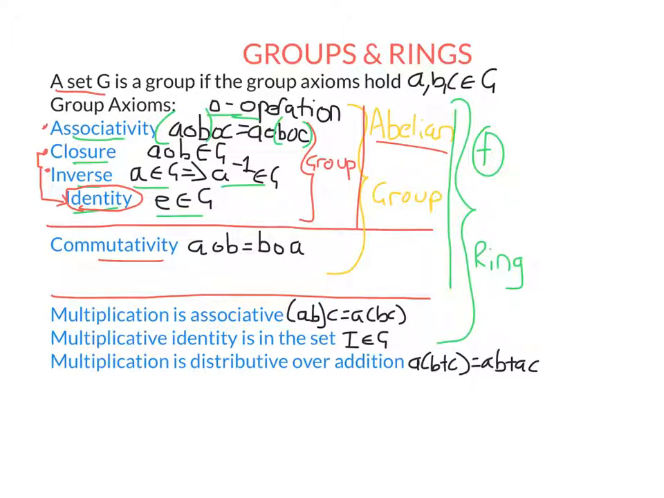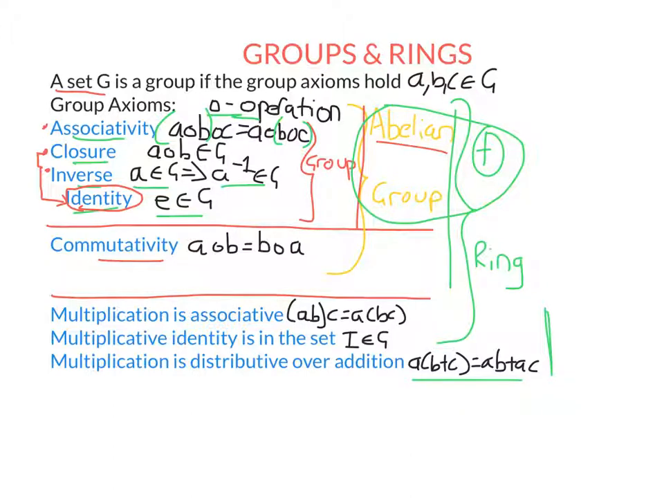Now the three down the bottom are not needed at all for a group. They're extra ones for a ring. A ring has to satisfy an abelian group for addition. So a ring is a set where the elements form an abelian group under addition, and then these three are also true: that multiplication is associative, the identity is in the set, and that the distributive law holds.